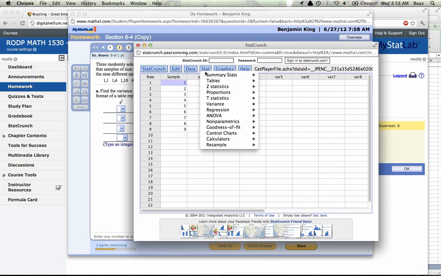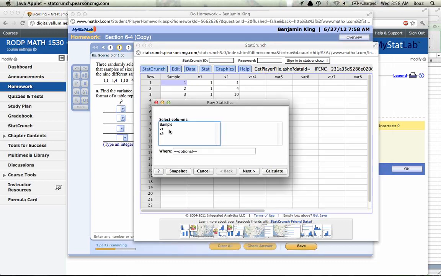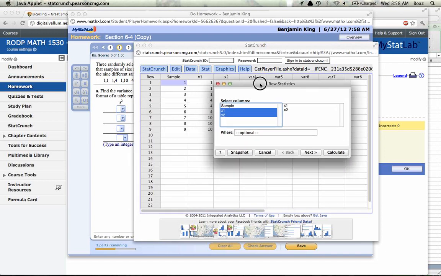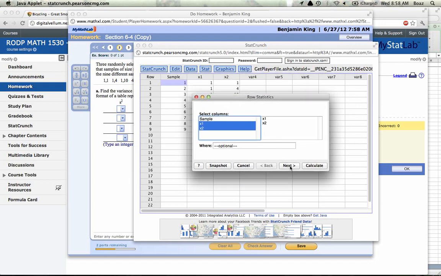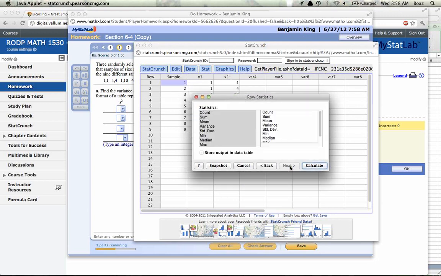I'm going to do Stat, Summary Stats, in rows because our data, each of the samples is in a row. And I need to tell it where the data is. We've got X1 and X2 is the data. The first column is just the sample number. And I'm going to hit next.